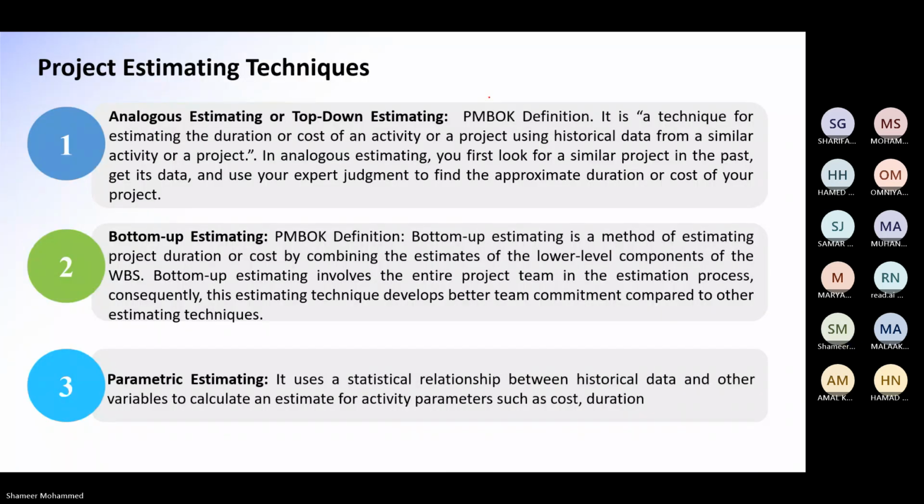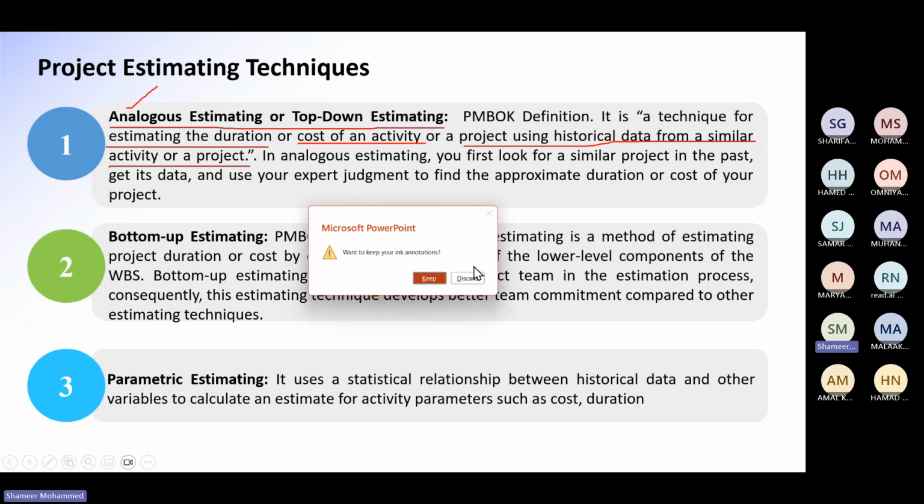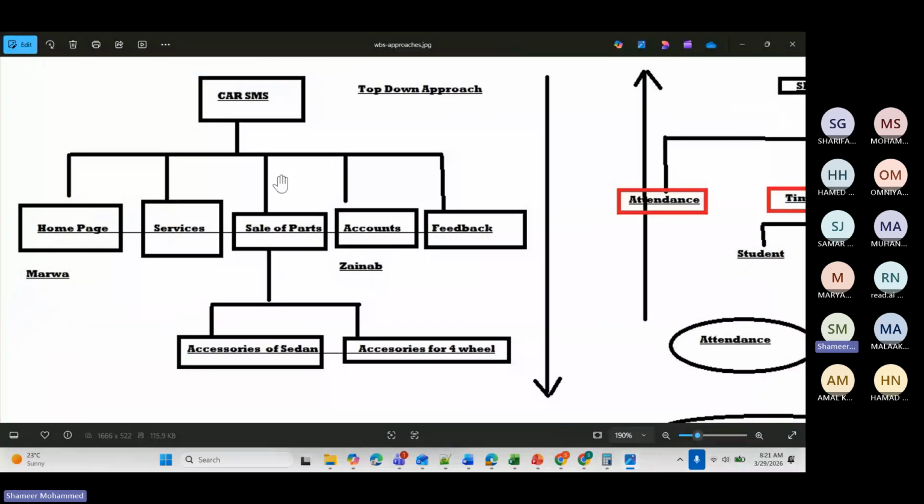Now, here it is. See, they are explaining here. Analogous or top-down estimation. It's a technique for estimating the duration of the project or cost of the activity using historical data from similar activity, that is, if you are doing a similar type of project. See here, for instance, this is analogous, this one.